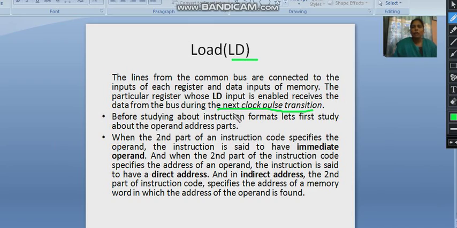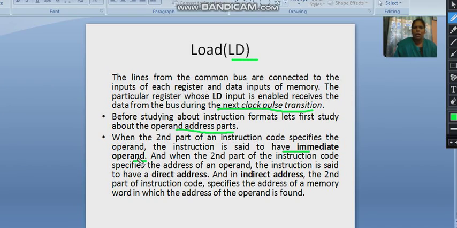So all the instructions, whatever instruction we are giving to the computer system to get the work done, are coordinated with the clock pulses of the computer system. Before studying instruction format, let's first study the operand address parts. So, what is operand address part? When the second part of instruction code specifies the operand, the instruction is said to have an immediate operand. Already in a video I have given to you, we discussed the different types of addressing modes.